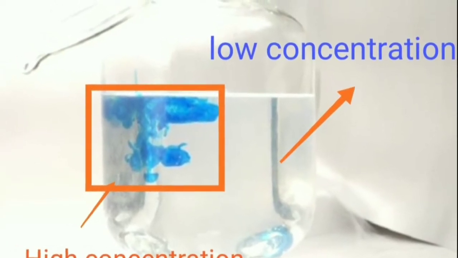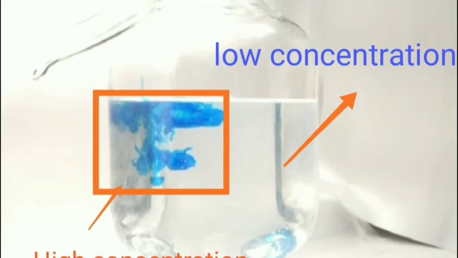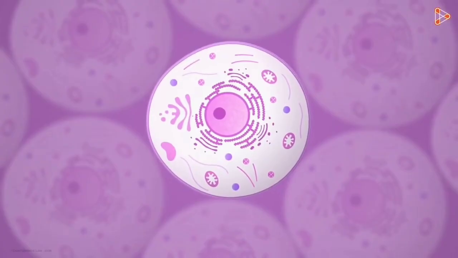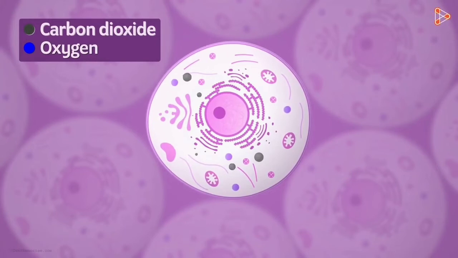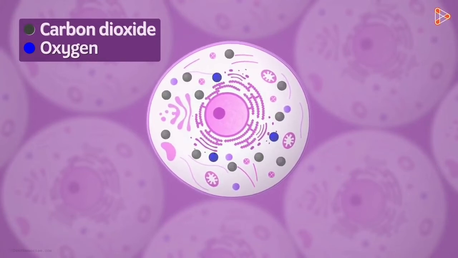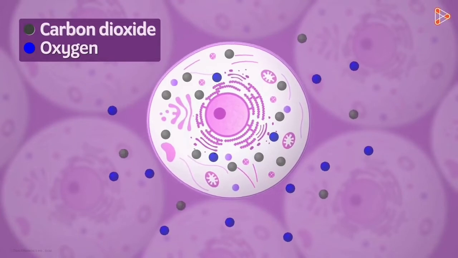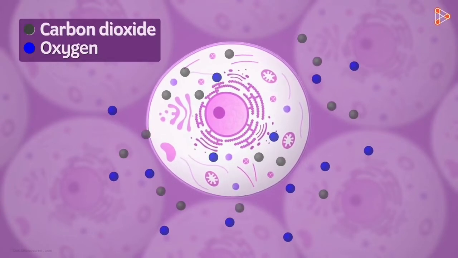Now, take an example of diffusion in gases, that is, how gases are transported across the plasma membrane. Let's take the example of carbon dioxide. When cells are doing cellular respiration, lots of carbon dioxide accumulates inside the cell. On the other hand, there is very little carbon dioxide present outside the cell. Hence, carbon dioxide molecules move outside the cell.